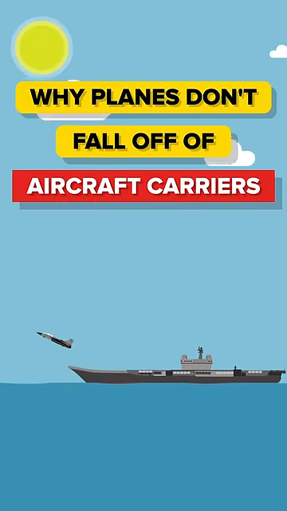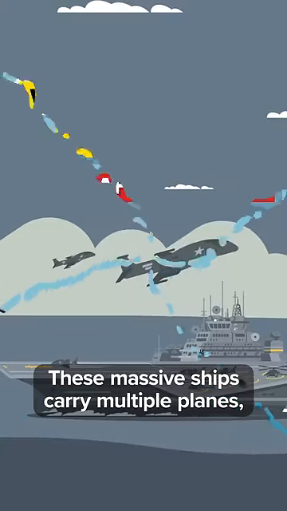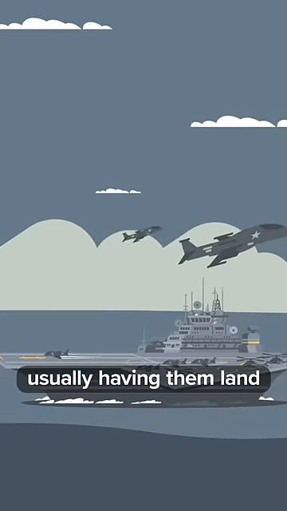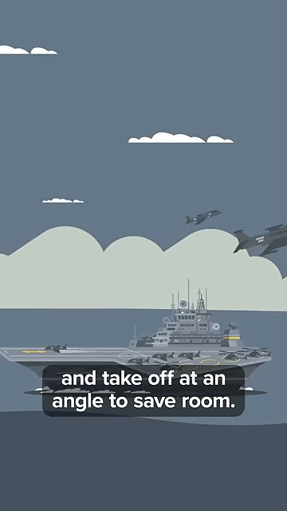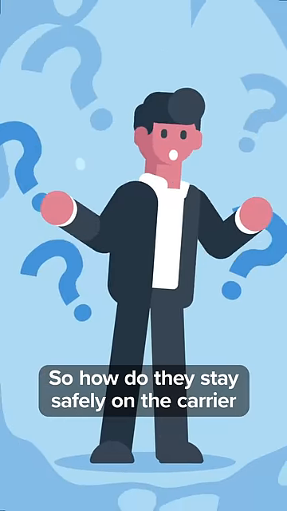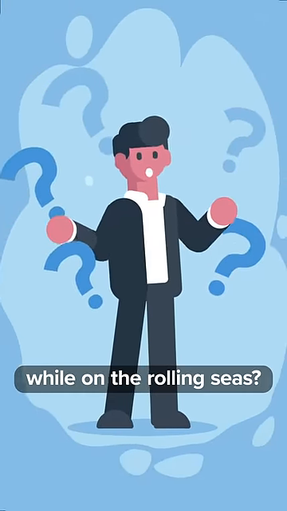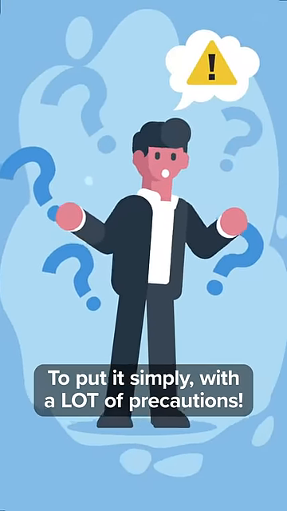Why don't planes fall off aircraft carriers? These massive ships carry multiple planes, usually having them land and take off at an angle to save room. So how do they stay safely on the carrier while on the rolling seas? To put it simply, with a lot of precautions.